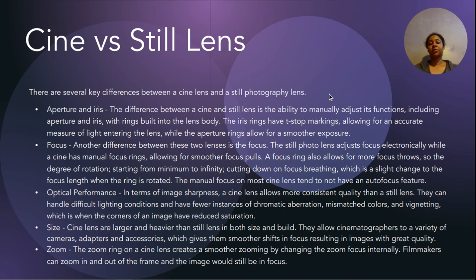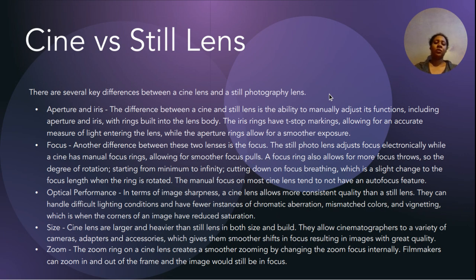So the aperture and iris has the ability to manually adjust its functions, including aperture and iris, with rings that are built into the lens body. The iris rings have T-stops markings, which allows for accurate measure of light that enters the lens, while the aperture rings allows for smoother exposure.